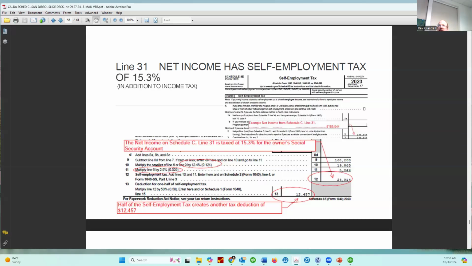Now, the other part of the self-employment tax: we're paying $24,900 in self-employment tax, and we get to deduct half of the self-employment tax as an income tax deduction. So yes, there's a tax, and yes, there's a deduction that comes from the Schedule SE for self-employment tax. Are we having fun yet? I think so.